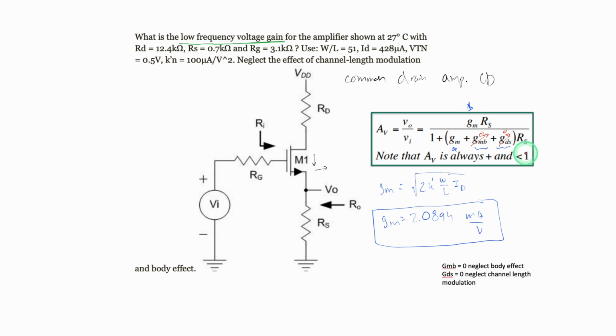Our RS is given, so these two values are the same, 0.7 kilo ohms. We plug in all of our values, and once we are done with this, we are going to get that our AV is equal to approximately 0.594. Note that AV is always positive, but less than 1 as well.